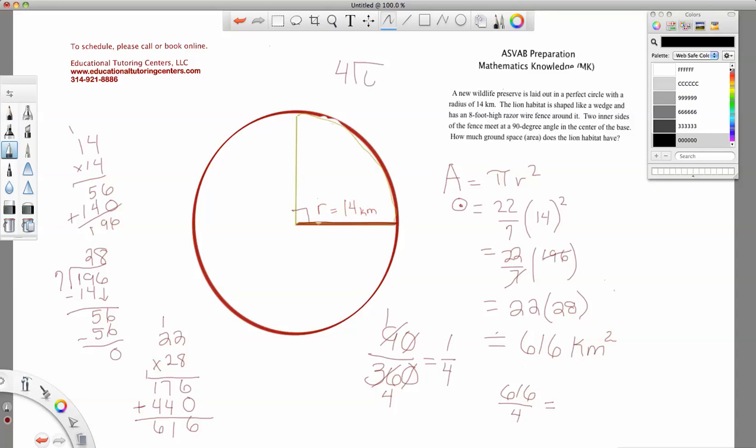Okay, so again, you can come off to the side and do your long division, which on this one is fairly short. So 4 divided into 616. 4 goes into 6 one time. That makes 4. We subtract. That makes 2 and 1. So the next number here is 5. And that makes 20. And we subtract. And that gives us 1. And we bring the 6 down. And 4 goes into 16 4 times, and 4 times 4 is 16. And we subtract them, we have nothing remaining. So our answer is 154 kilometers for the lion's area.